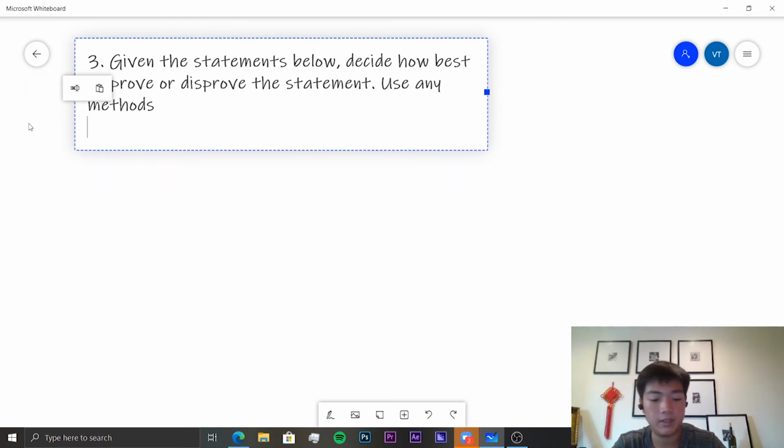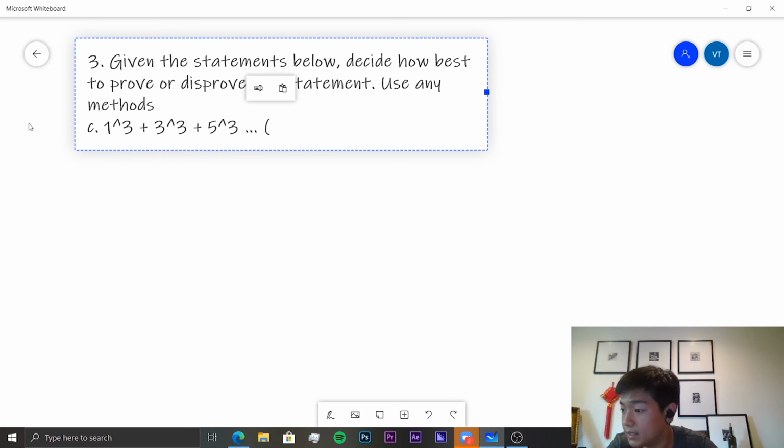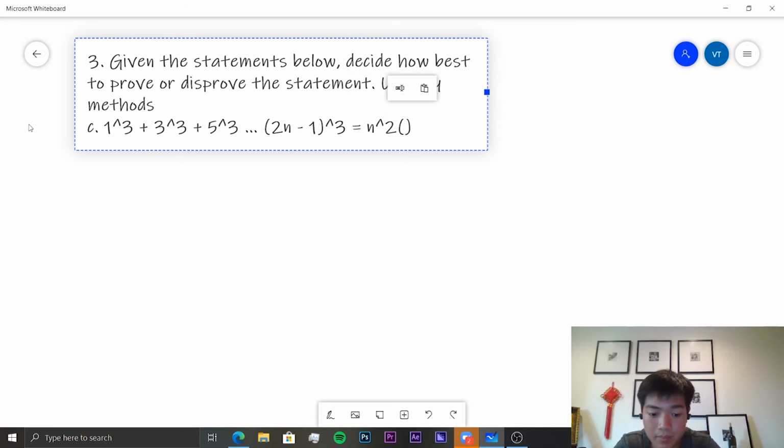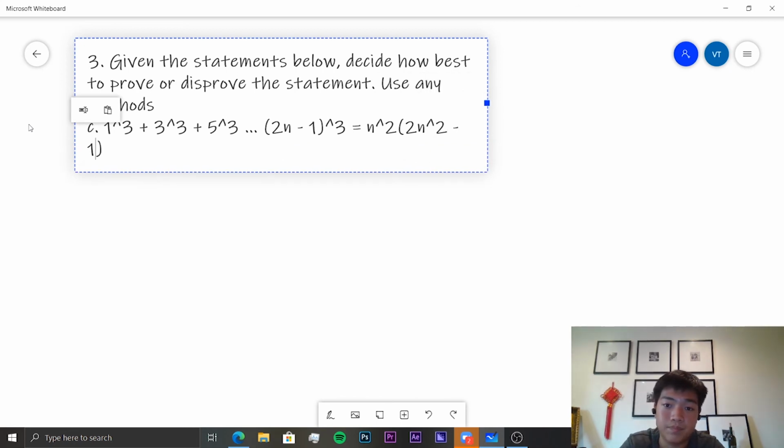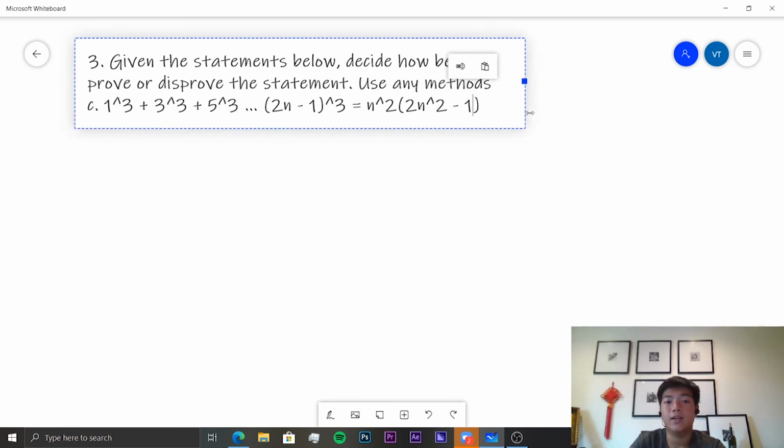So the next thing we need to prove is 1 cubed, this is C by the way, I'm skipping every other one, plus 3 cubed plus 5 cubed until (2n minus 1) cubed is equal to n squared times (2n squared minus 1).